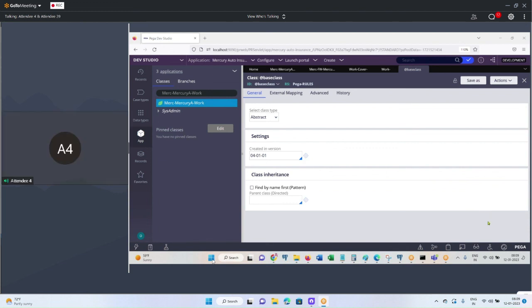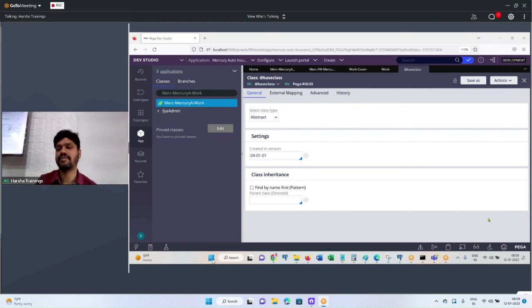Sometimes we can see both pattern and direct inheritance together. What is that? Correct, dual inheritance. I'll come to that later.